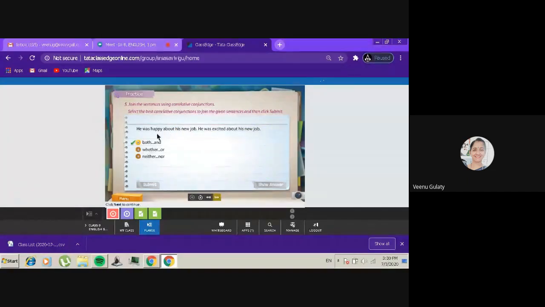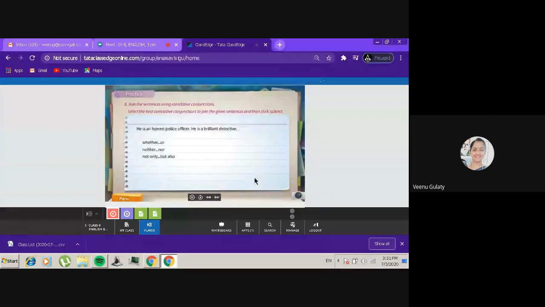Two expressions of happiness. And he was happy. And he was both happy. Because both bol diya matlab two excitements hai. He was both happy and excited about his new job.